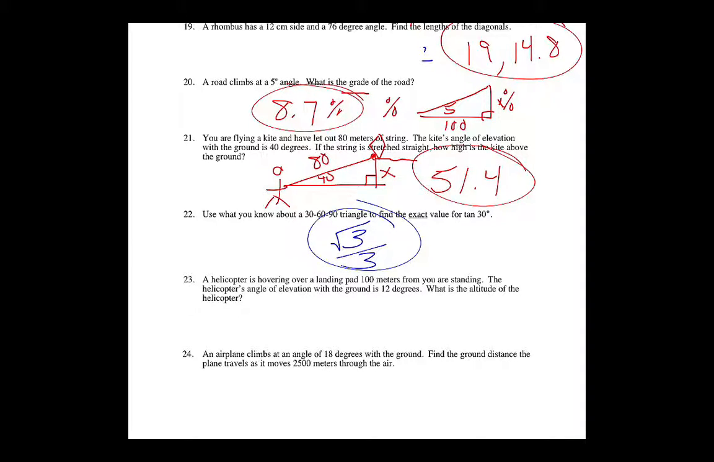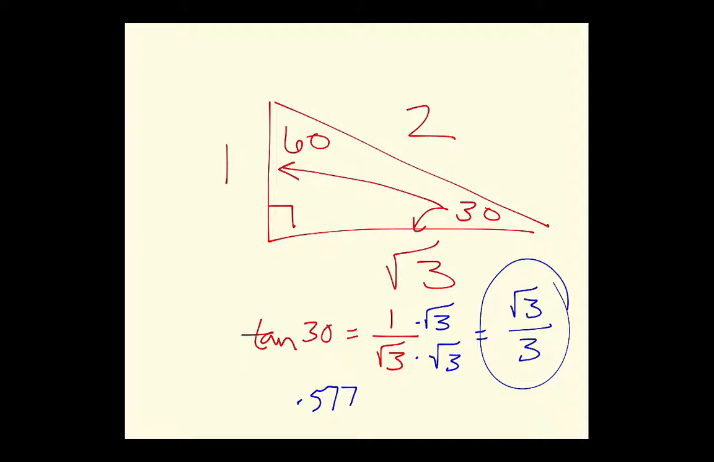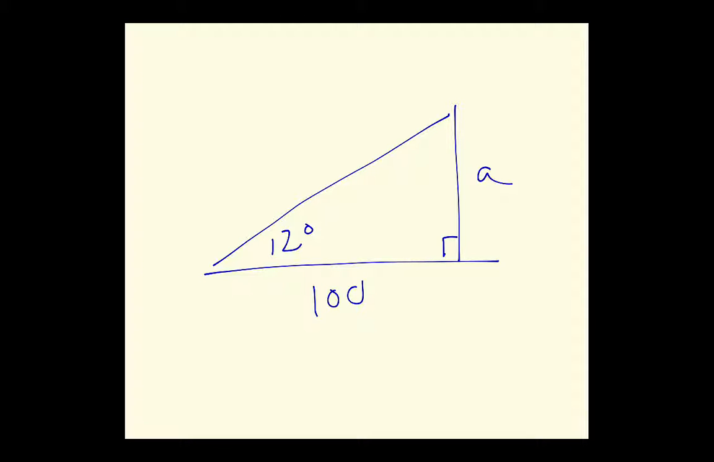Number 23, a helicopter is hovering over a landing pad 100 meters away from where you're standing. So if you're standing over here, the helicopter is hovering over the pad over here, and you're 100 meters away. The helicopter's angle of elevation with the ground is 12 degrees. So from the ground looking up, that's 12 degrees. What is the altitude of the helicopter? So I'll call that A for altitude. Again, let's draw this a little bit bigger so you can see it. So looking up at the helicopter, 12-degree angle, I'm 100 meters away. How high is that helicopter, or what's the altitude?